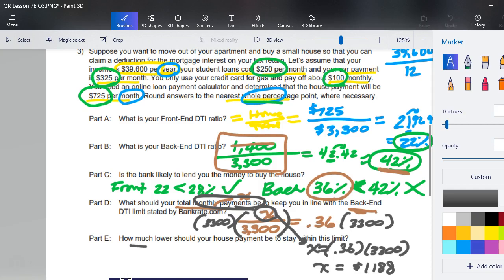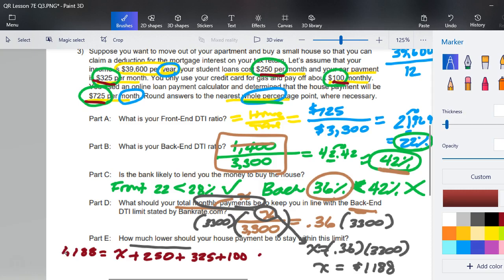How much lower should my house payment be to stay within this limit? I'm going to change color one more time. This $1,188 includes my house payment. I don't know what that is. It includes my student loans. It includes car payment. It includes the gas credit card, and that's it, right? Loans, gas, car, and the unknown of housing.